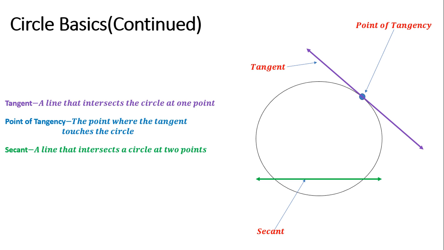And our final vocab word is going to be a secant, which is a line that intersects a circle at 2 points. So instead of it being a line segment, this is actually a line that keeps on going forever, but it intersects the circle at 2 points.